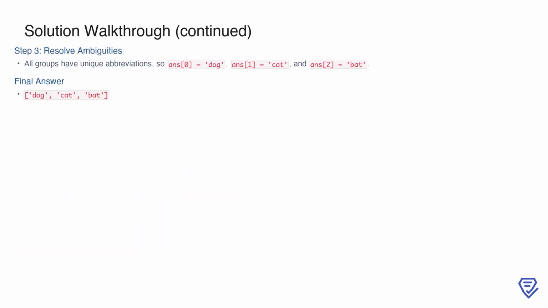In this example, all the groups already have unique abbreviations. The group dog contains only dog, so we assign dog to ans[0]. Similarly, cat corresponds to itself, so we assign it to ans[1]. Finally, bat directly maps to itself, so we assign bat to ans[2]. The final answer for this example is dog, cat, bat.